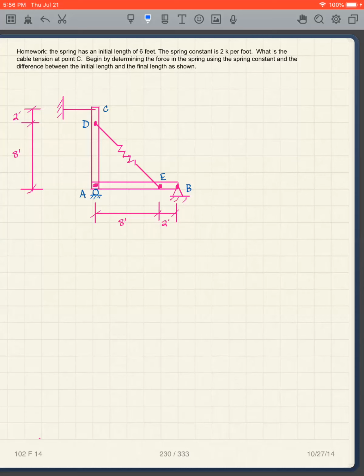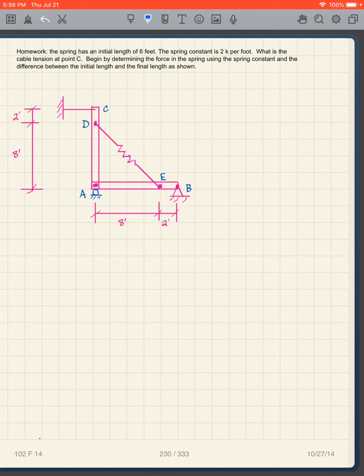Okay, here's another device that has a spring in it. You can see that we have two members here connected by a spring and cable connection there. I've got a roller there, a pin there.